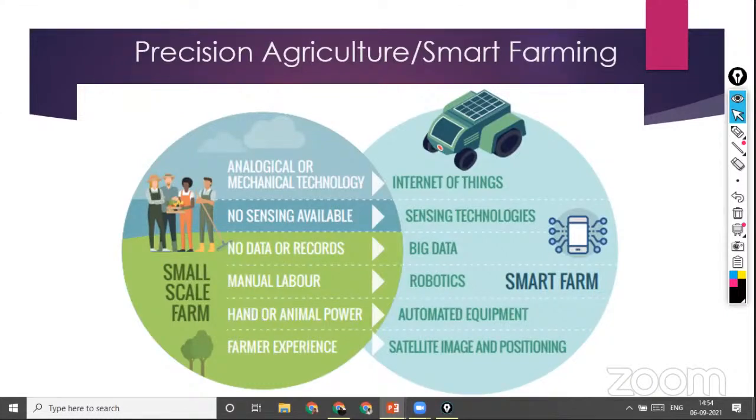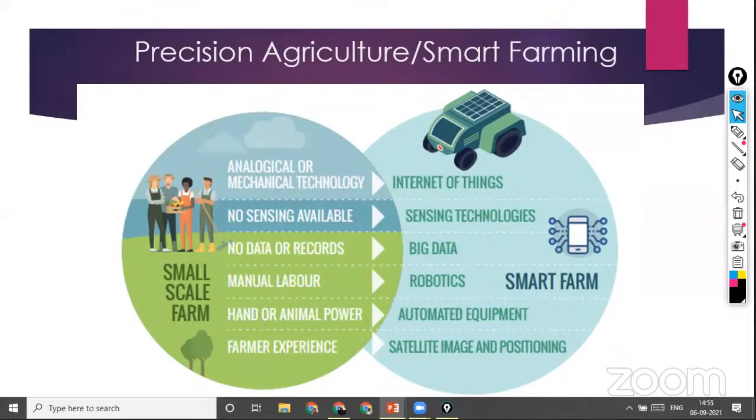Not enough data is actually collected through farms, so hopefully in the future we'll be doing that. But in the US and elsewhere, they are collecting a lot of data now, which contributes to big data. And manual labor has been replaced by robotics, and hand or animal power is replaced by automated equipment. The difference is that in robotics we have some kind of intelligence, and automated equipment is like a simple automation of some portions.